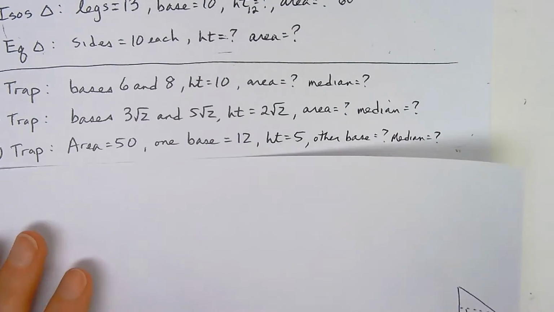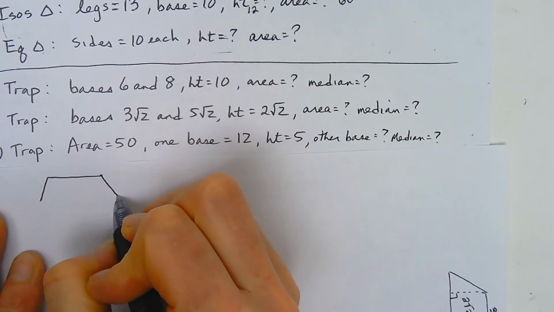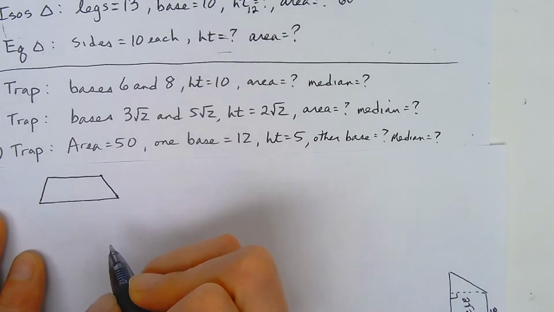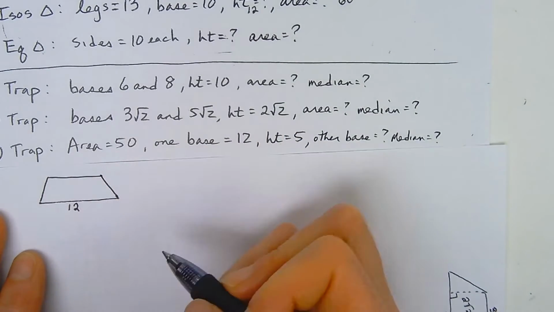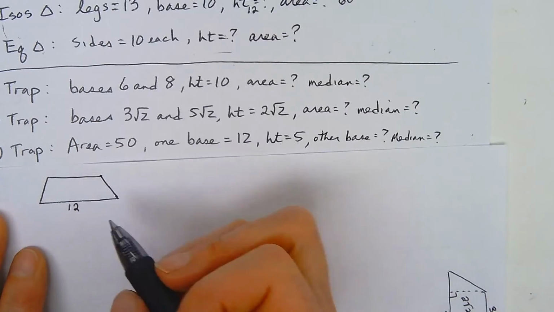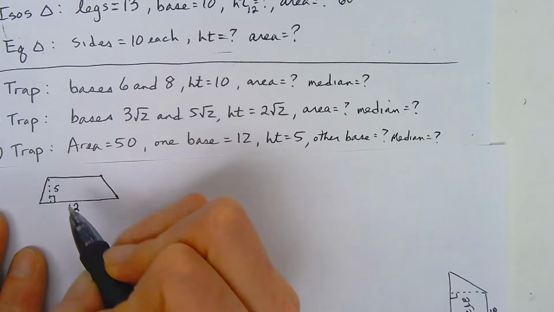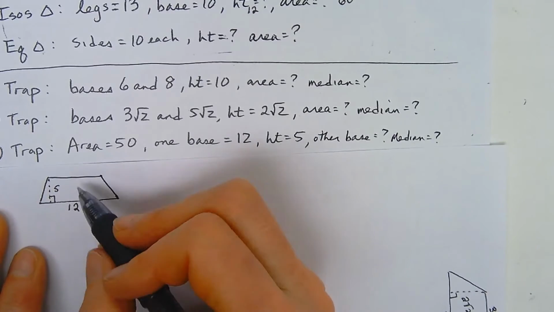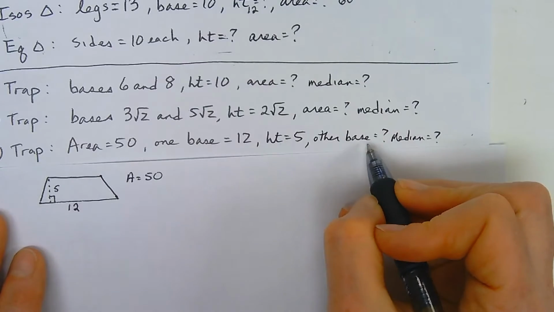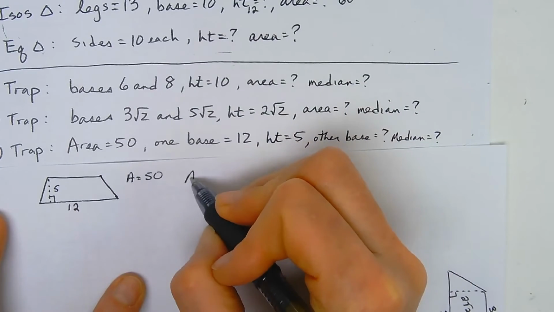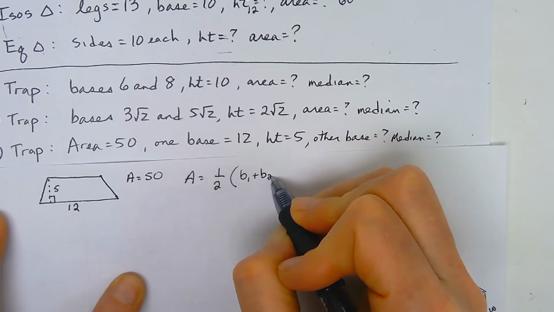Number 8, trapezoid. We're given that the area of the trapezoid is 50. One base is 12. I'll just say that this one's 12. I don't know if it's the big one or the little one. The height is 5. The whole area is 50. What is the other base? The area of a trapezoid is equal to 1/2 times base 1 plus base 2 times the height.